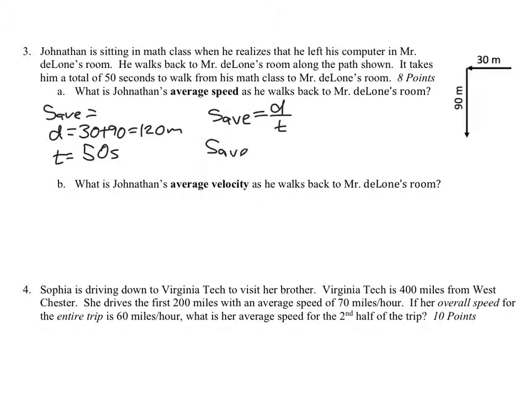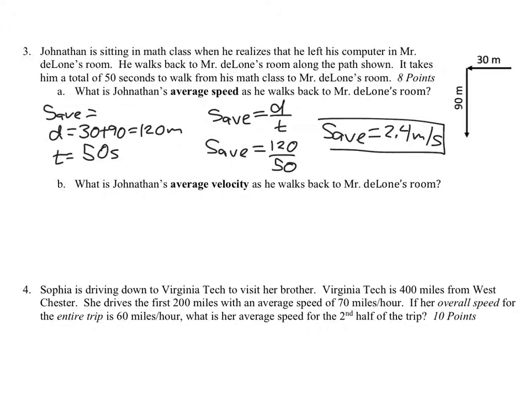So it's going to be 120 divided by 50, which gives me an average speed here of 2.4 meters per second. The second question asks about the average velocity during this time, which is a similar calculation.